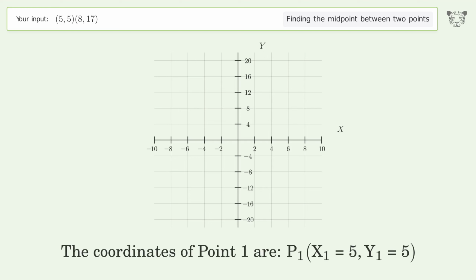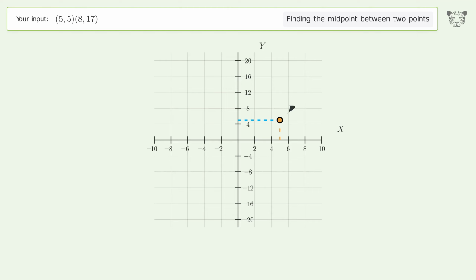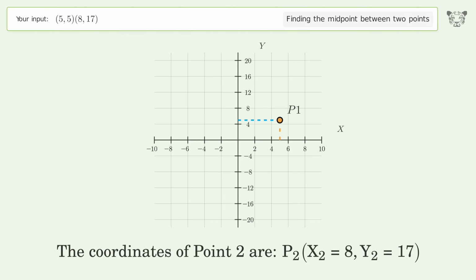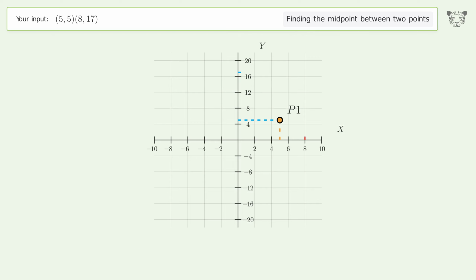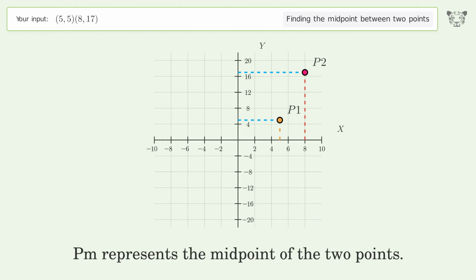The coordinates of point 1 are, x1 equals 5, y1 equals 5. The coordinates of point 2 are, x2 equals 8, y2 equals 17. PM represents the midpoint of the 2 points.